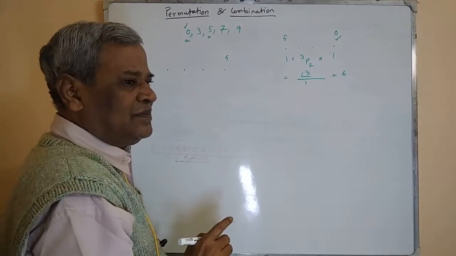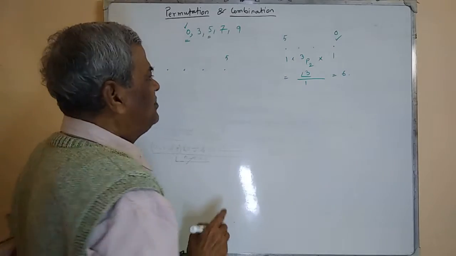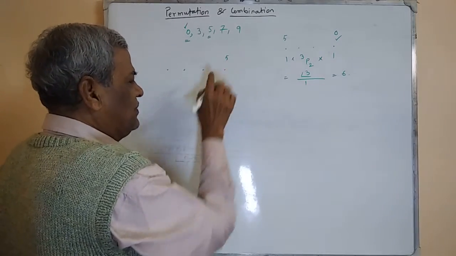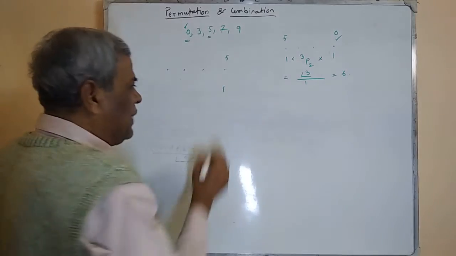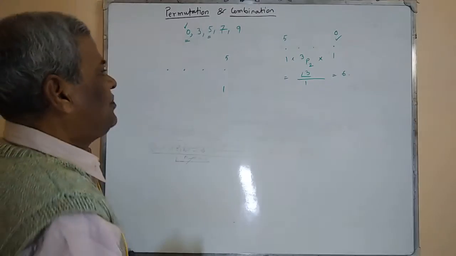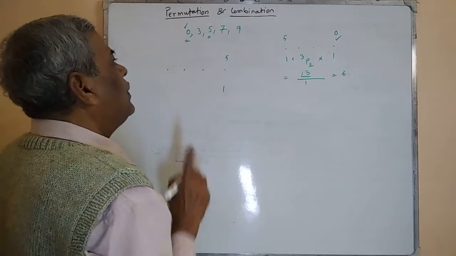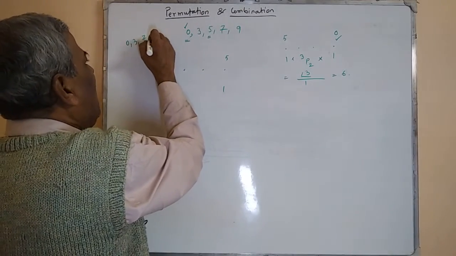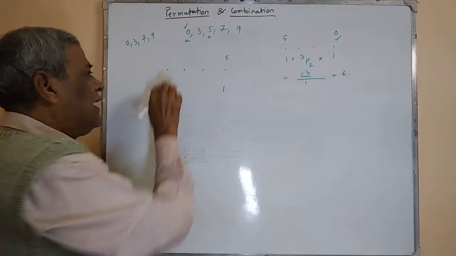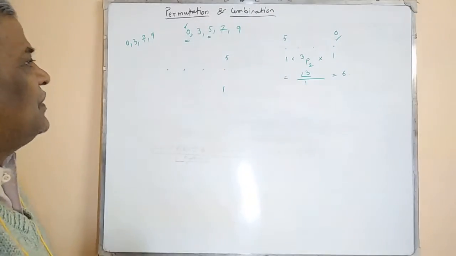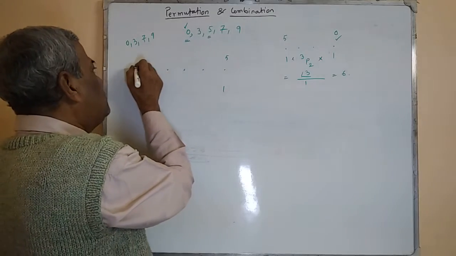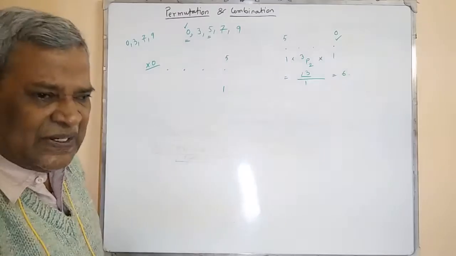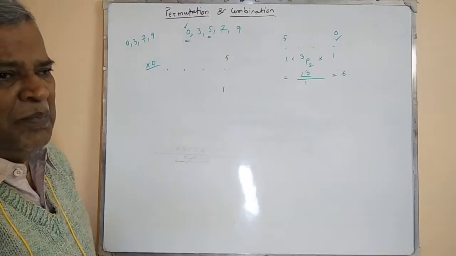Then it is divisible by 5. This number, whatever be the digits there, is divisible by 5. So this position is filled up in only one way. Now the digits left are 0, 3, 7 and 9. This is the other restricted position. This position cannot be filled up by 0, because if a number starts with 0, it is not a 4-digit number.